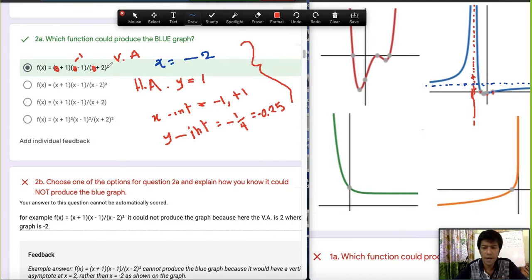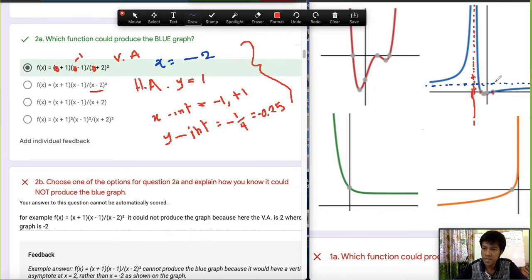Now you can say, sir, explain why some other option is not an answer. Okay, first of all, without any calculation, you will say that it is impossible for this to be the answer. This is not the answer because its vertical asymptote is x equals plus 2. When it is minus 2, the vertical asymptote is plus 2. So there is no vertical asymptote at plus 2 here.